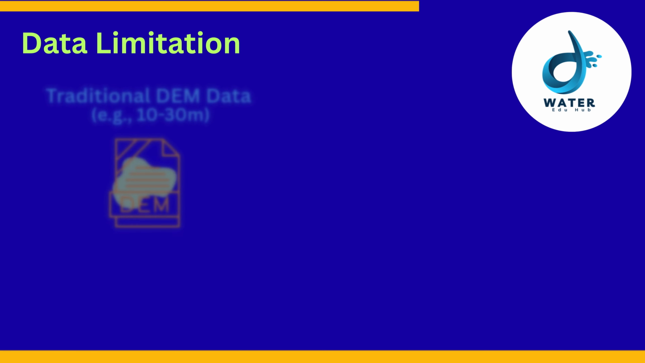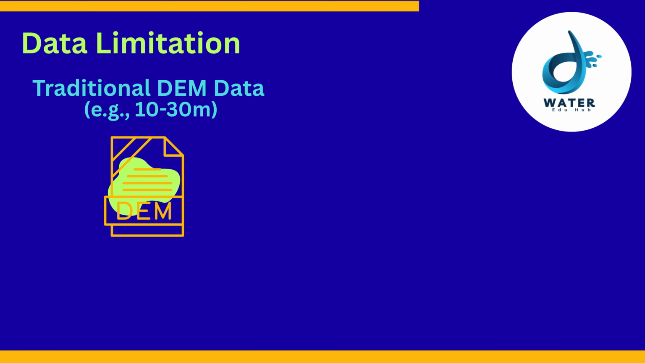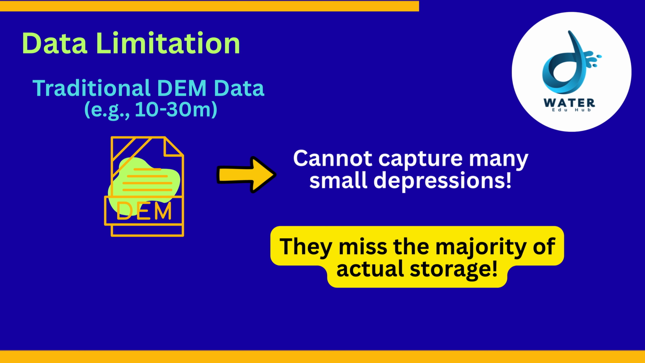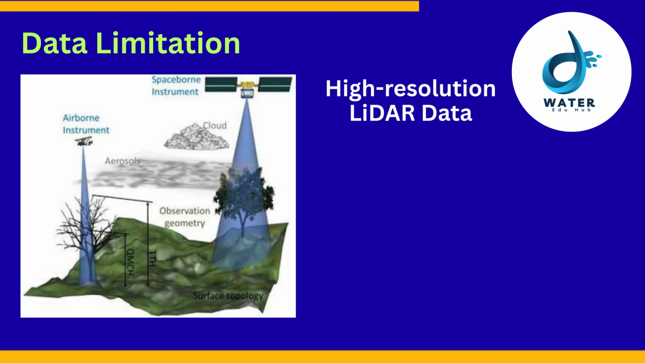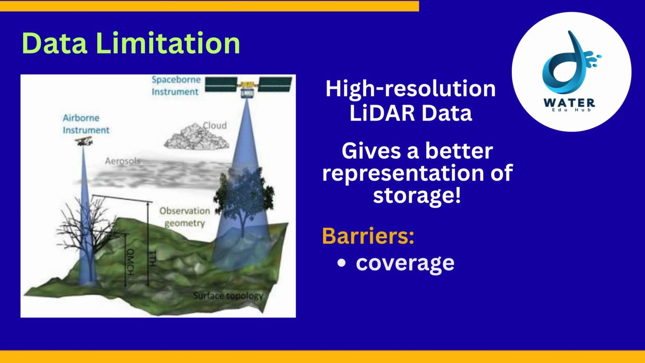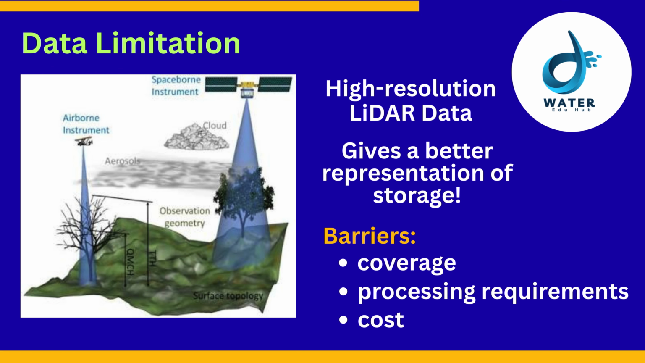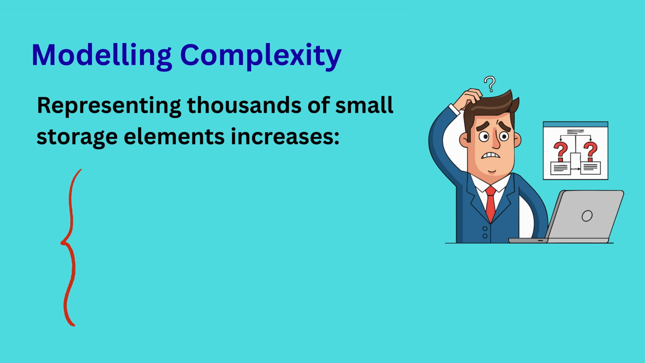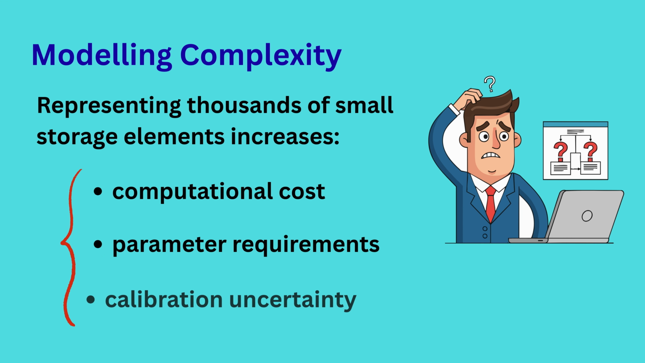Despite its importance, depression storage is commonly ignored in rainfall runoff modeling. Let's explore why. One major reason is data limitation. Traditional DEMs with 10 to 30 meter resolution simply cannot resolve many small depressions or micro-topographic features. In some cases, they miss the majority of actual storage. High-resolution LiDAR data provides much better representation, but coverage, processing requirements, and cost can still be barriers. Another issue is modeling complexity. Representing thousands of small storage elements increases computational cost, parameter requirements, and calibration uncertainty.